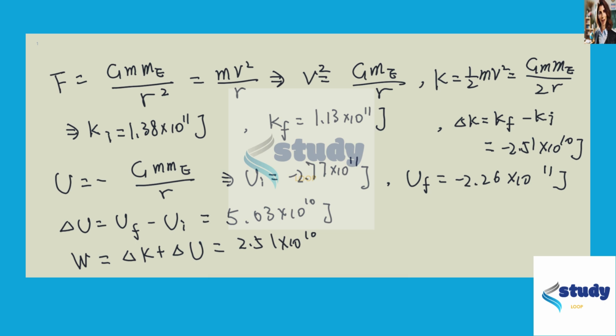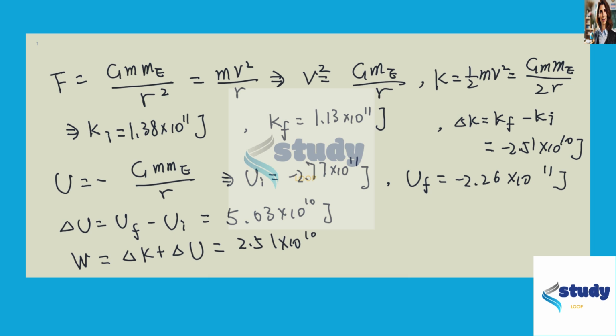We'll get that the initial kinetic energy is 1.38 times 10 to the 11 joules. And the final kinetic energy is 1.13 times 10 to the 11 joules. So the change of the kinetic energy is negative. As you can imagine, looking at the expression here, with a larger radius, you have a smaller velocity. Smaller velocity means smaller kinetic energy.